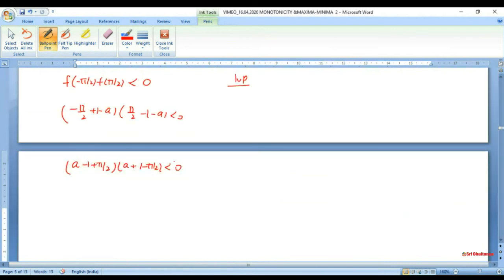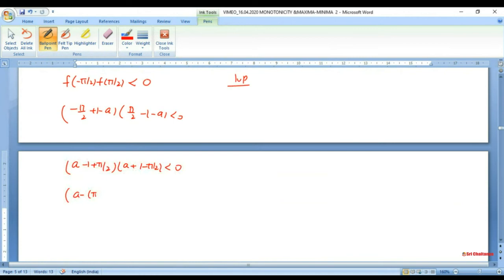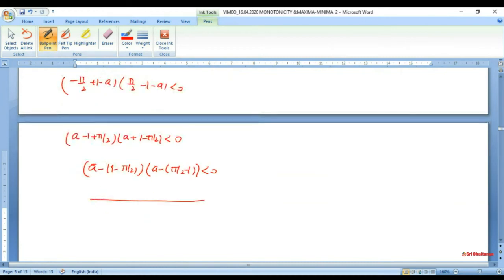If you notice, it's the same thing because you are writing now this way as a minus 1 minus pi by 2. So I can write like this. Let me erase this. So I can write a minus 1 minus pi by 2 and a minus pi by 2 minus 1 less than 0. And so it is clear that we have got this as pi by 2 minus 1.